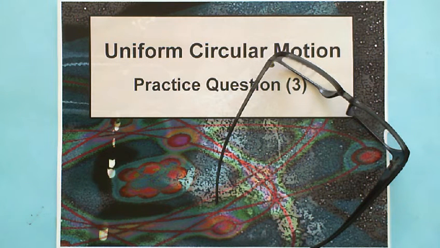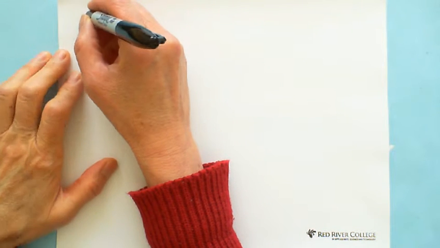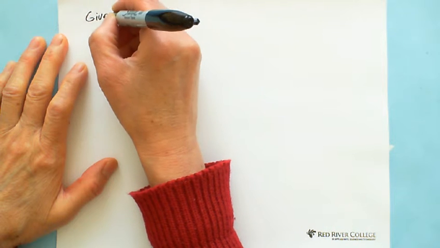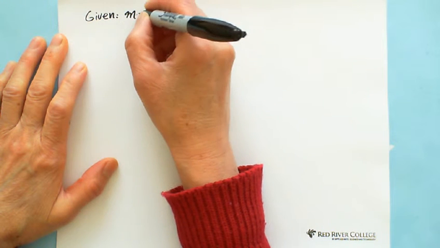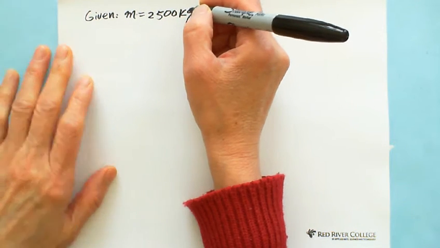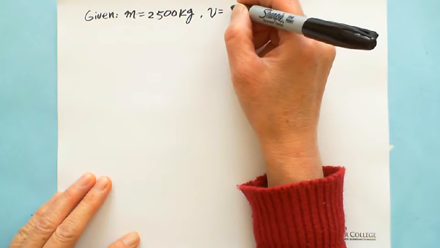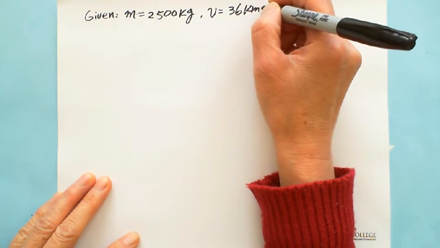Uniform circular motion, practice question 3. In this video, I would like to show you when normal force acts as the centripetal force. For example, a car is given with a mass of 2,500 kilograms, and the speed is 36 kilometers per hour.